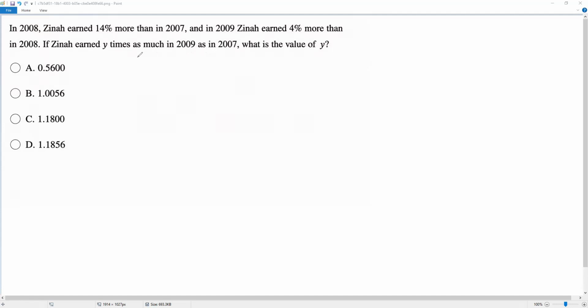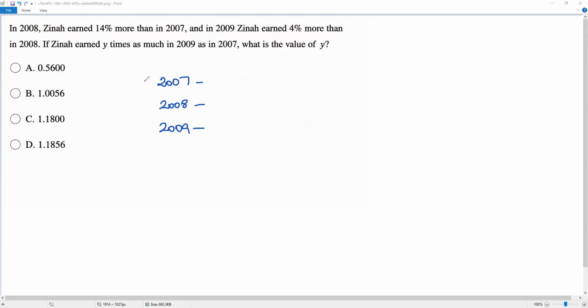Okay, here we have 3 consecutive years, 2007, 2008, 2009. The earning of 2008 is compared to 2007 according to the first information, and the earning of 2009 is compared to 2008 according to this information. If I know the earning of 2007, I'll be able to get the earning of 2008 using the first information, and I can get the earning of 2009 using the second information. And I do not know the earning of 2007.